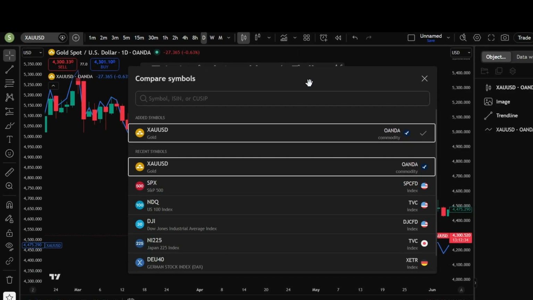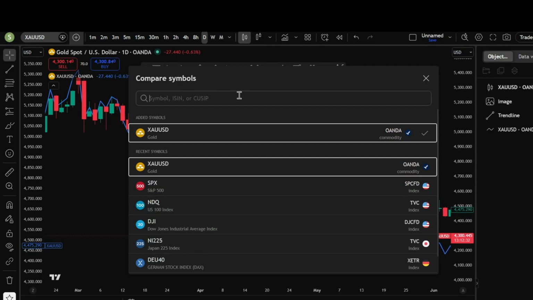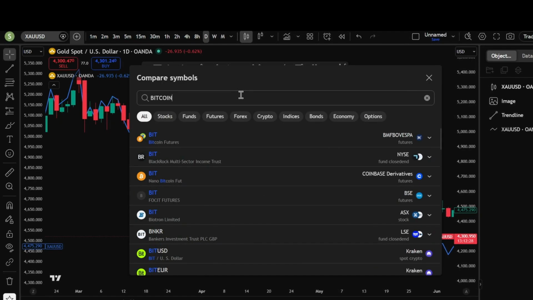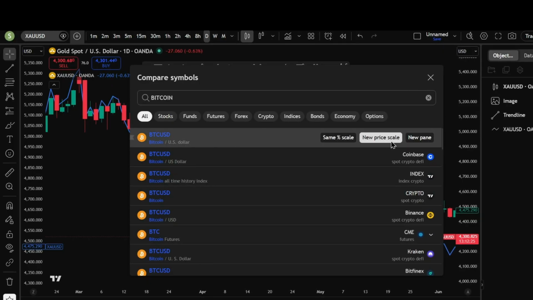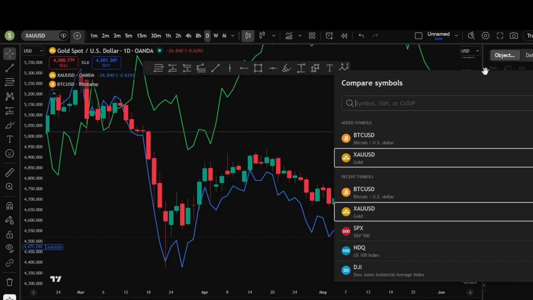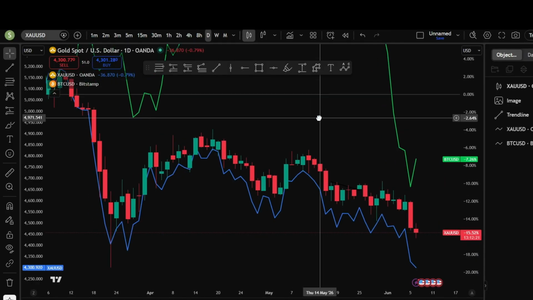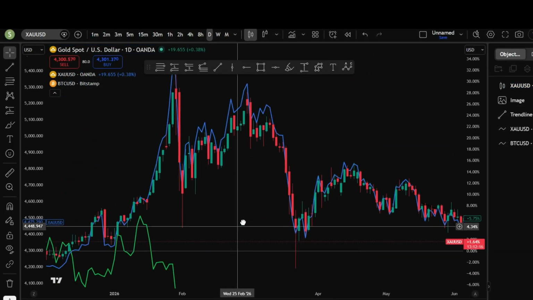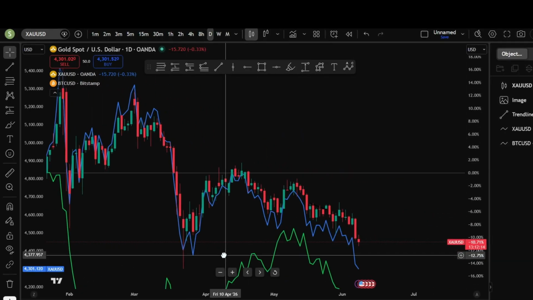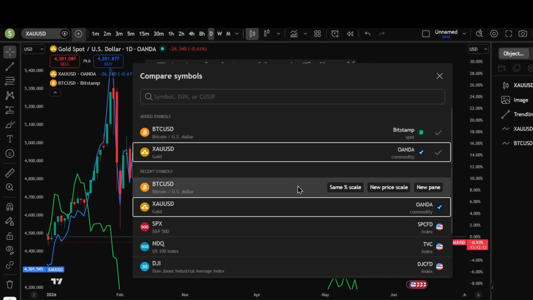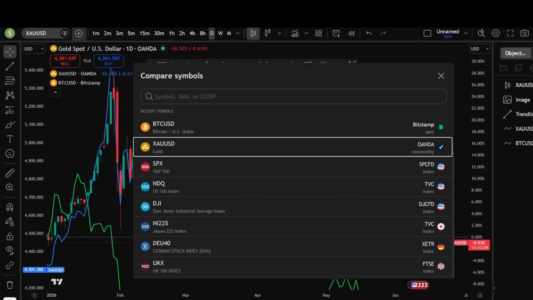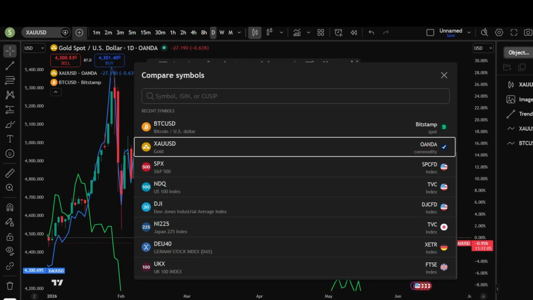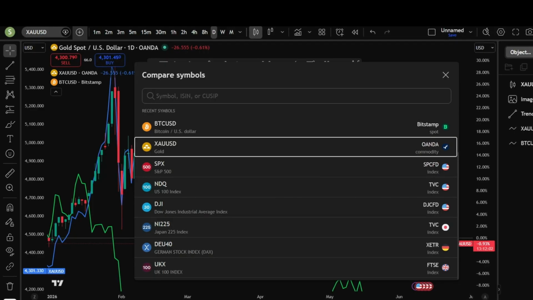Using it is simple. For example, when you're viewing any asset, just click the plus sign and add another asset. Immediately, the price line of the second asset will appear over the current chart, allowing you to compare their movements directly. For example, if you're analyzing gold prices and want to check correlation with oil or the US 30 index, just add them with the plus sign and you'll see the two charts move together.